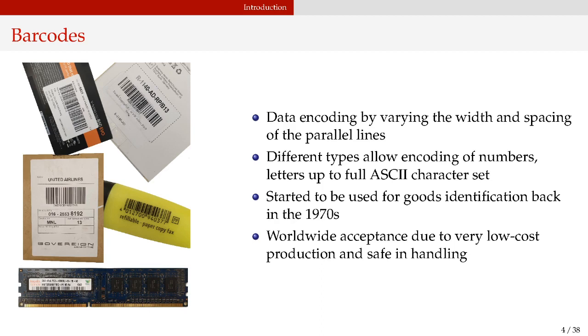Barcodes, as you can see in this image, represent data by varying the width and spacing of parallel lines. Due to different types of barcodes, they can encode numbers, letters, or even a full ASCII character set. The history of barcodes as goods identification goes back to the 1970s, and since then they have become worldwide accepted due to safe handling and low-cost production.